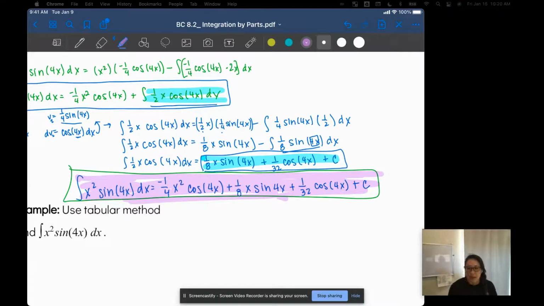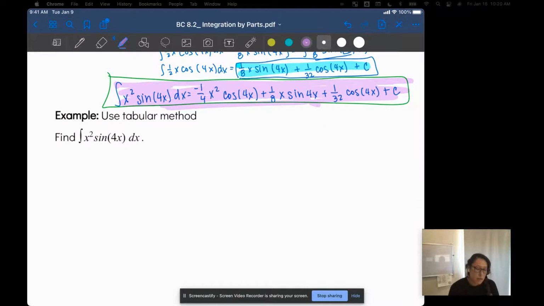Whew, we're done. Okay, so that was using integration by parts twice. Now we're going to use something called the tabular method. The tabular method is just a way for us to organize all of our derivatives and our antiderivatives and then put together our answer pretty quickly, okay? So this is how we set it up.